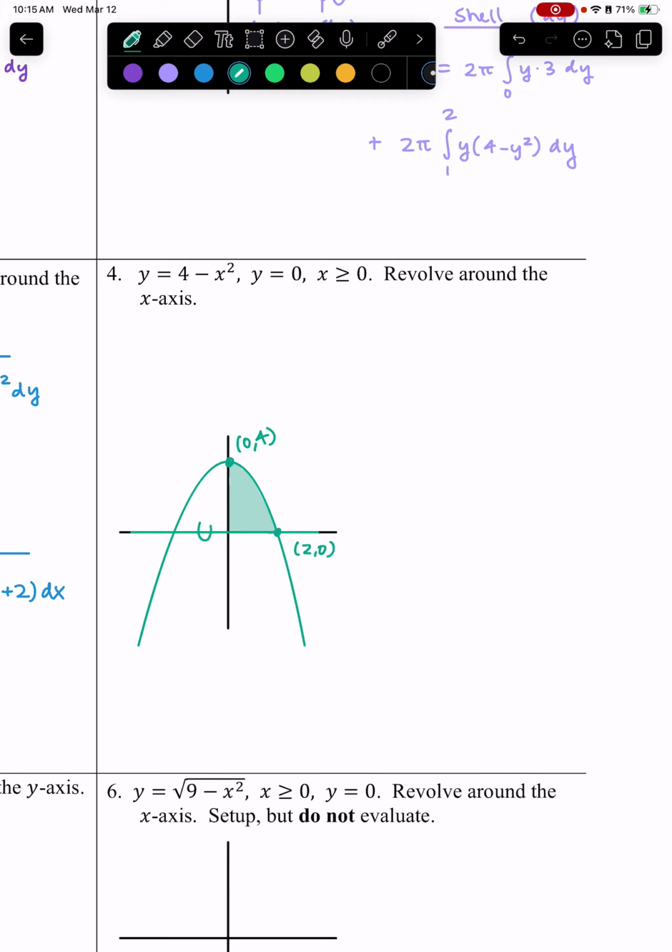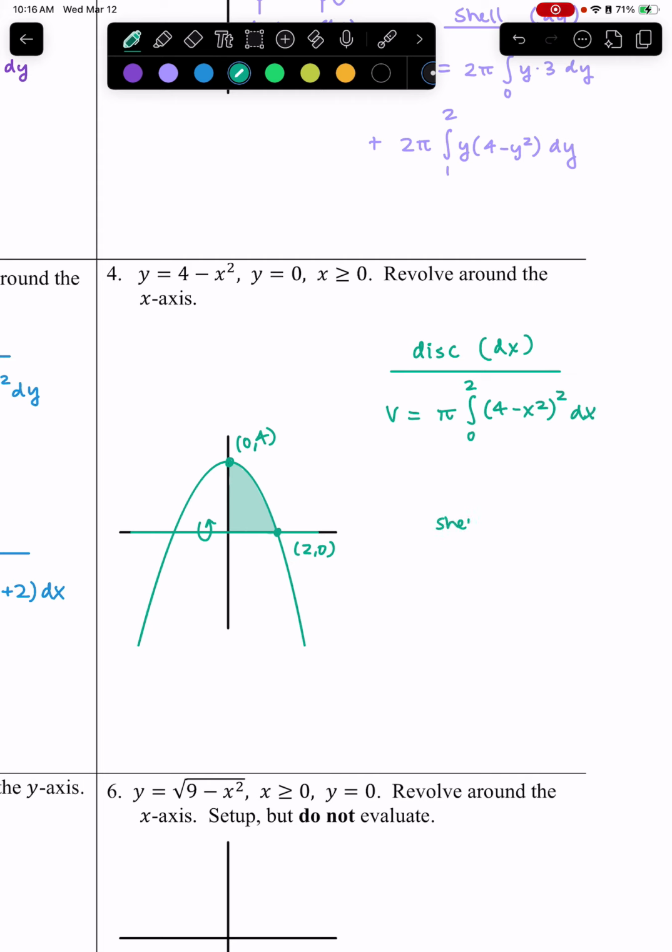We're revolving around the x-axis, so we're going to do disk method first with dx. All right, volume is pi r squared, so pi, in the x, our values range from 0 to 2. Our radius is going to just be our function, which is already given to us in terms of x. We're going to square that, dx.